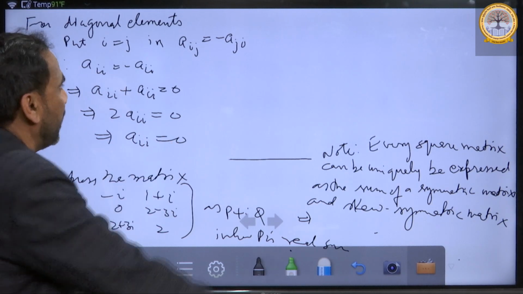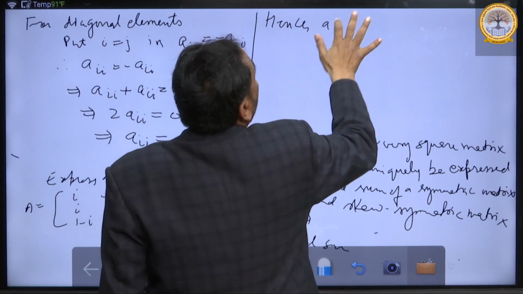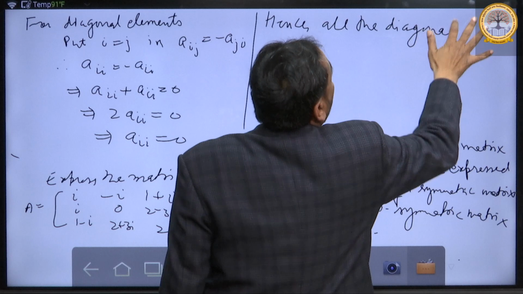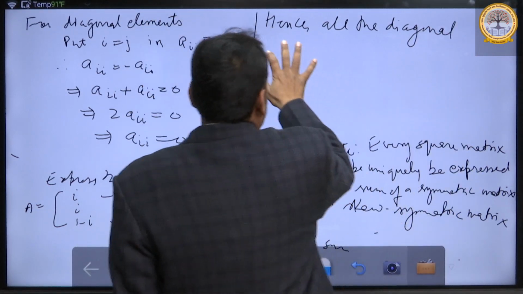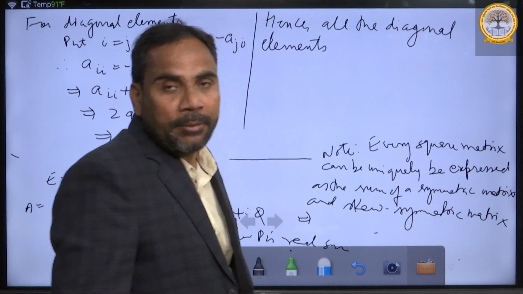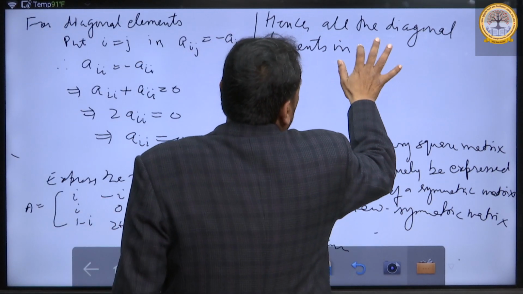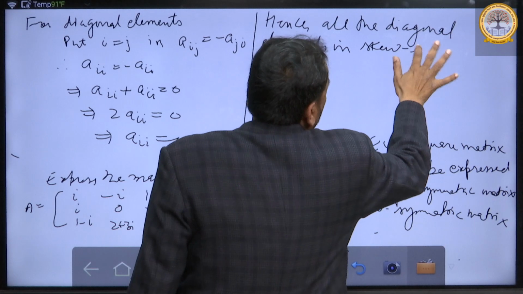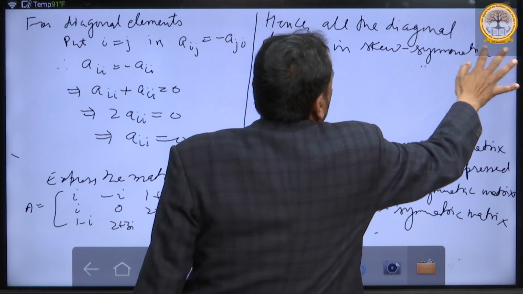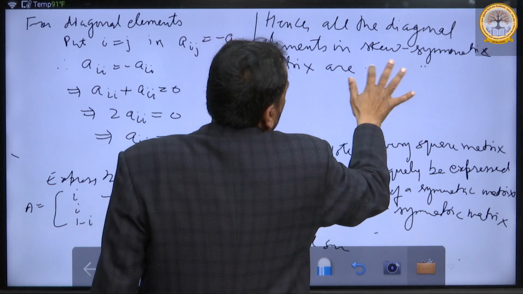Hence all the diagonal elements in skew symmetric matrix are 0.